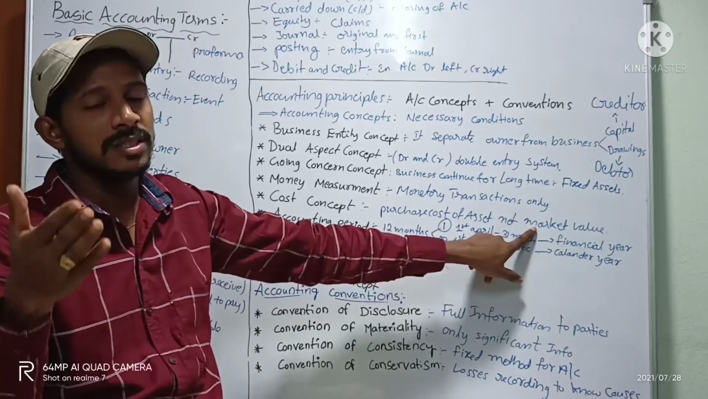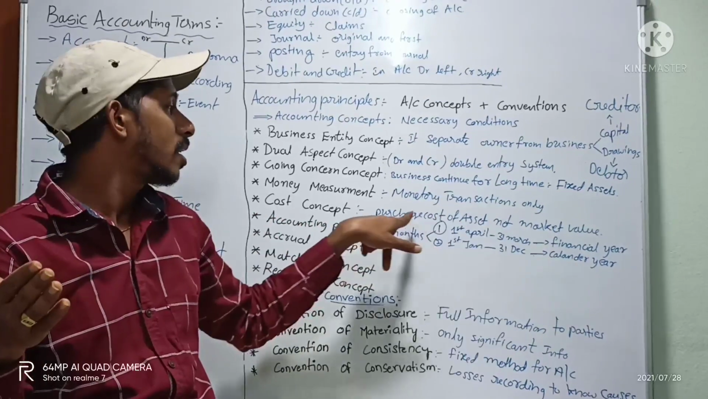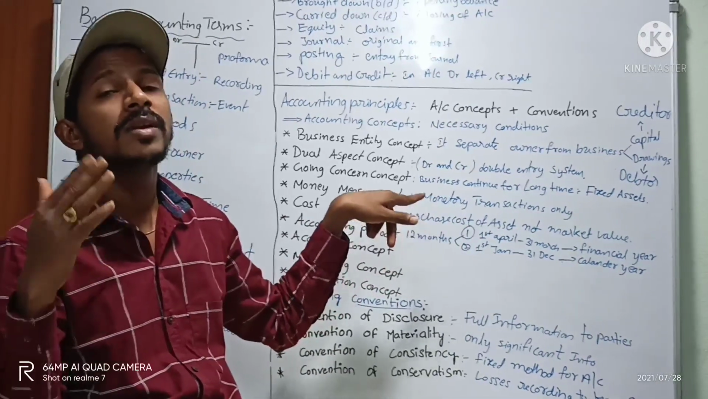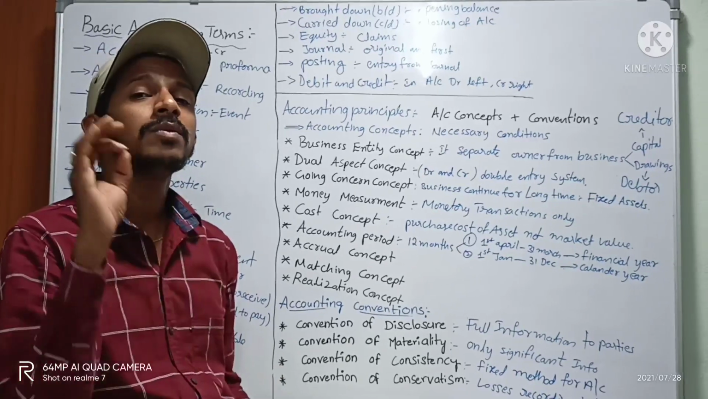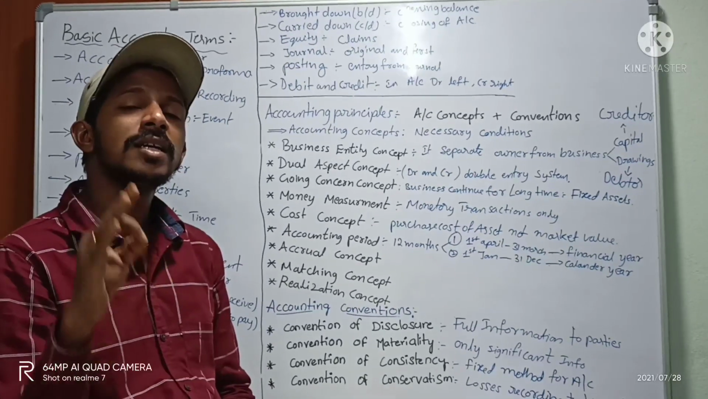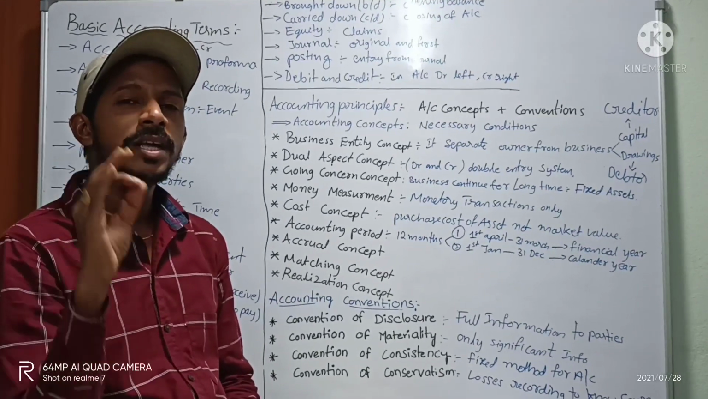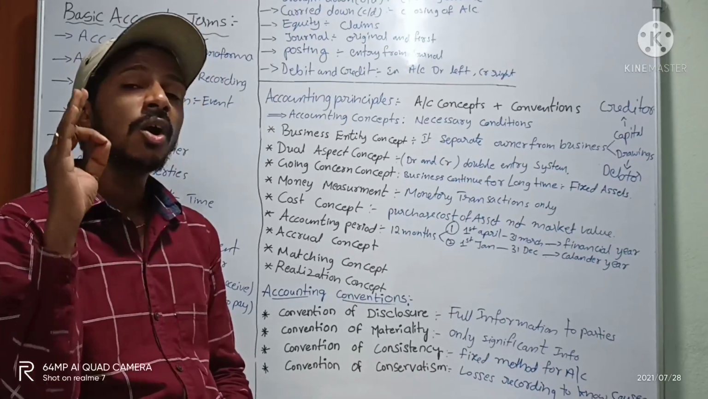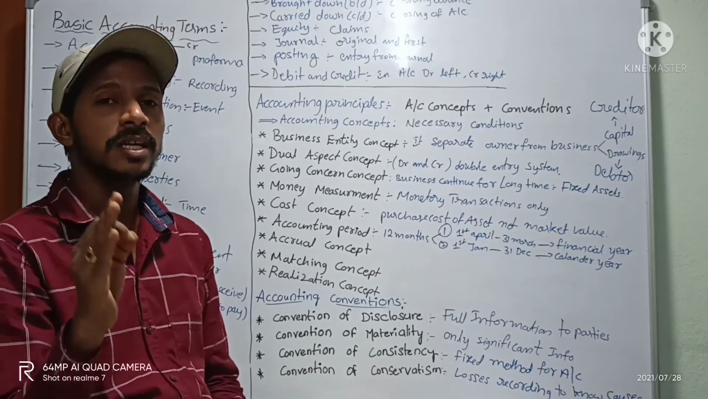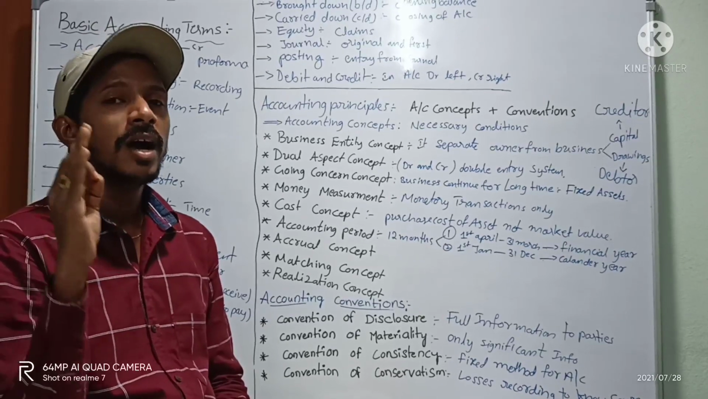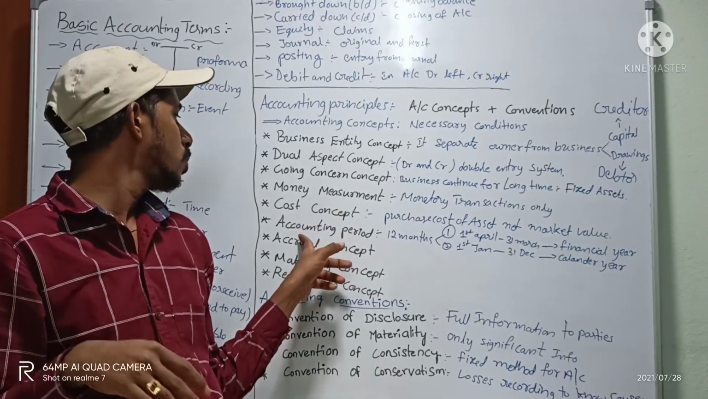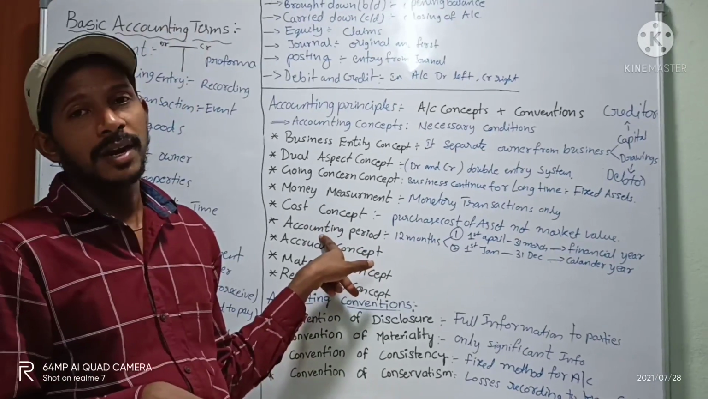Market value will change, but the purchase cost will not change. So when we are calculating the accounts, we should see the cost of the asset, not the market value of the asset. Okay. Next one, accounting period.